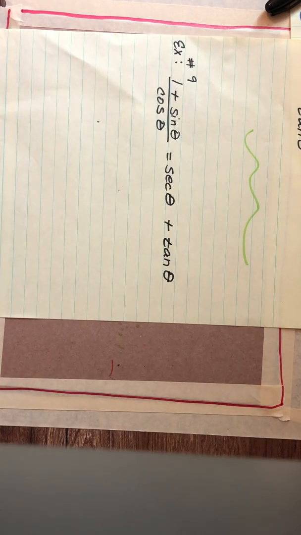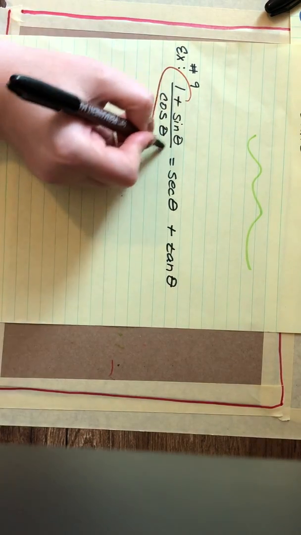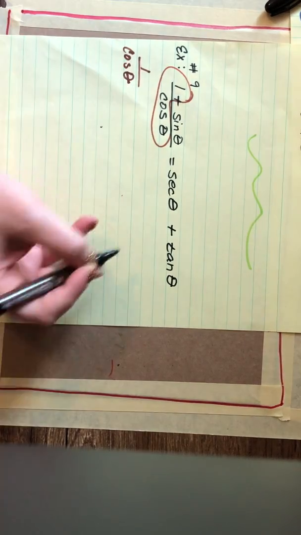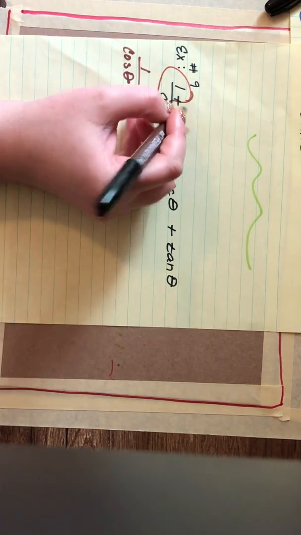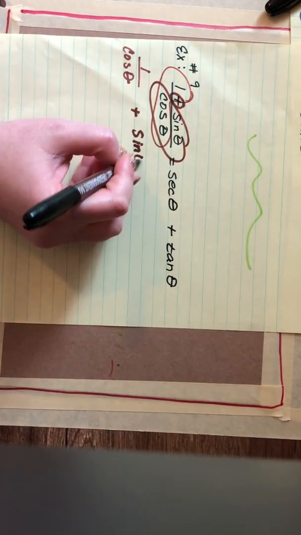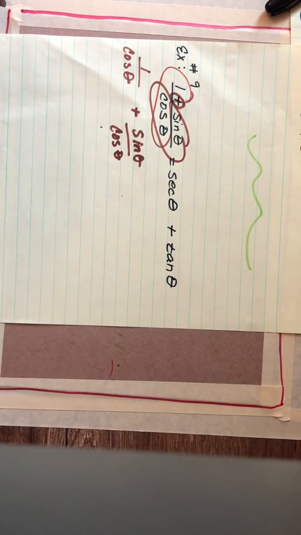So on number 9, what's going to get you through is you're going to take this one fraction and split it into 1 over cosine theta plus, because there's a plus sign, sine over cosine theta. So that's all I'm going to tell you about number 9. Other than that, you should be able to wiggle through it.